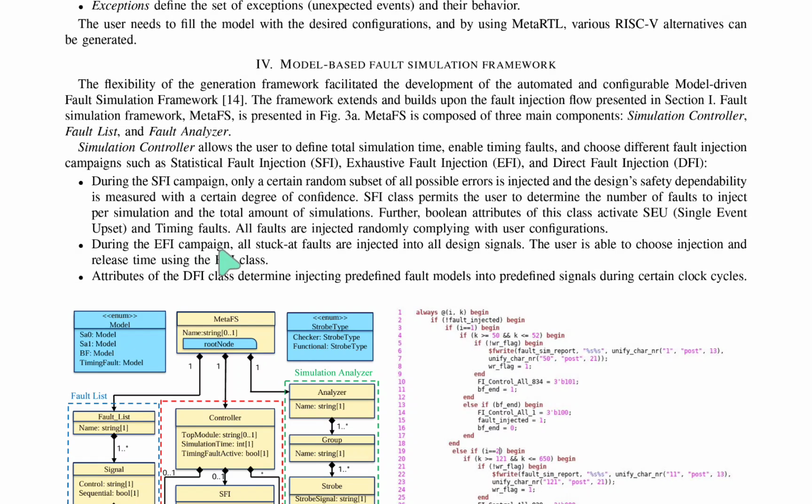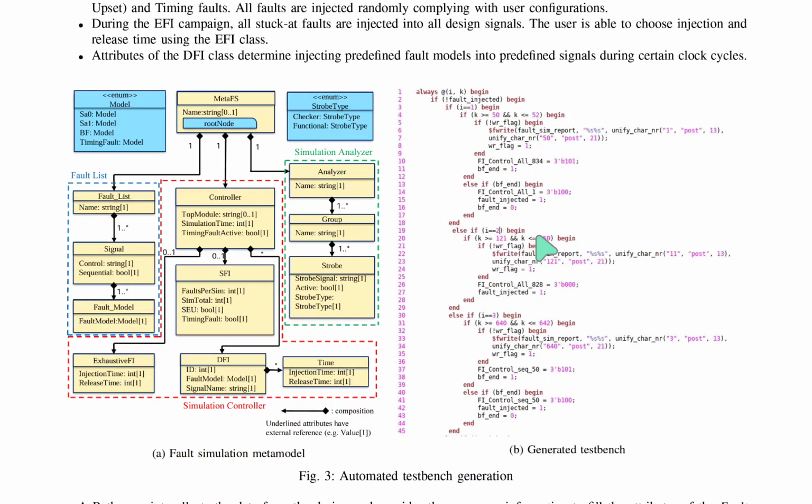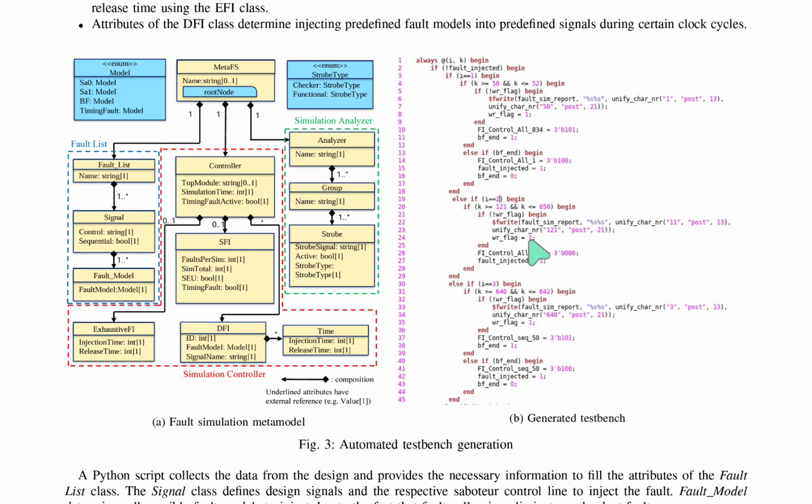During the EFI campaign, all possible error faults are injected into all design signals. The user is able to choose injection and release time using the EFI class. Attributes of the DFI class determine the injection of predefined fault models into predefined signals during certain clock cycles. Figure 3 shows the automated test bench generation: the fault simulation meta model and the generated test bench.